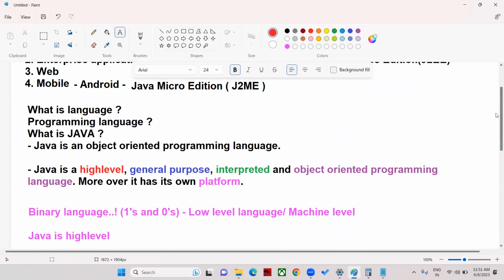Now just read this statement. Java is a high level, general purpose, interpreted, and object-oriented language. Does this make sense now? Did you understand? Next, one more thing. Moreover, it has its own platform.